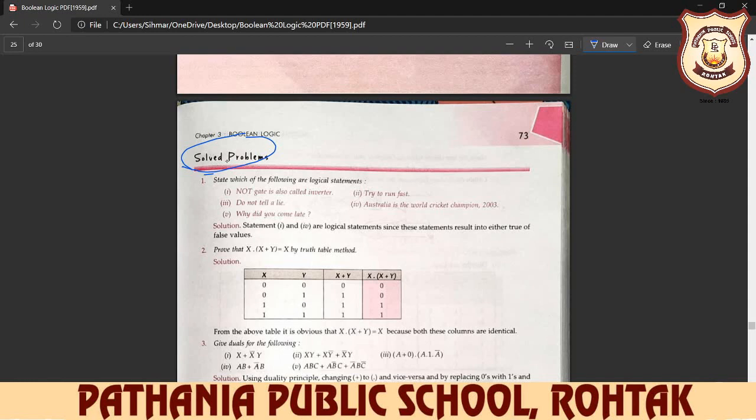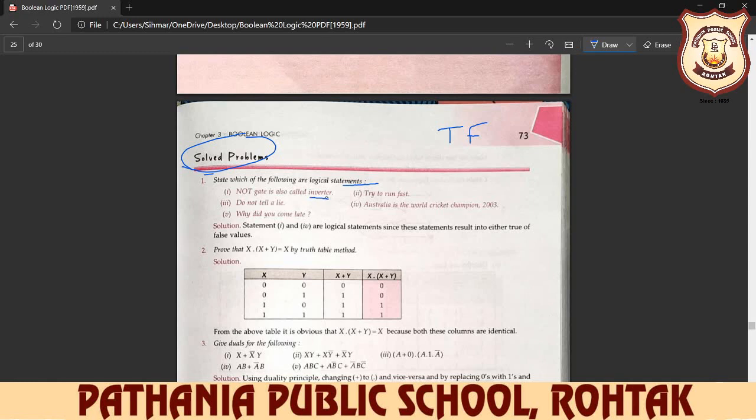Your first problem is: state which of the following are logical statements. What do you mean by a logical statement? Whose answer is true or false. Logical statement means the answer is either true or false. So read the first statement: NOT gate is also called inverter.